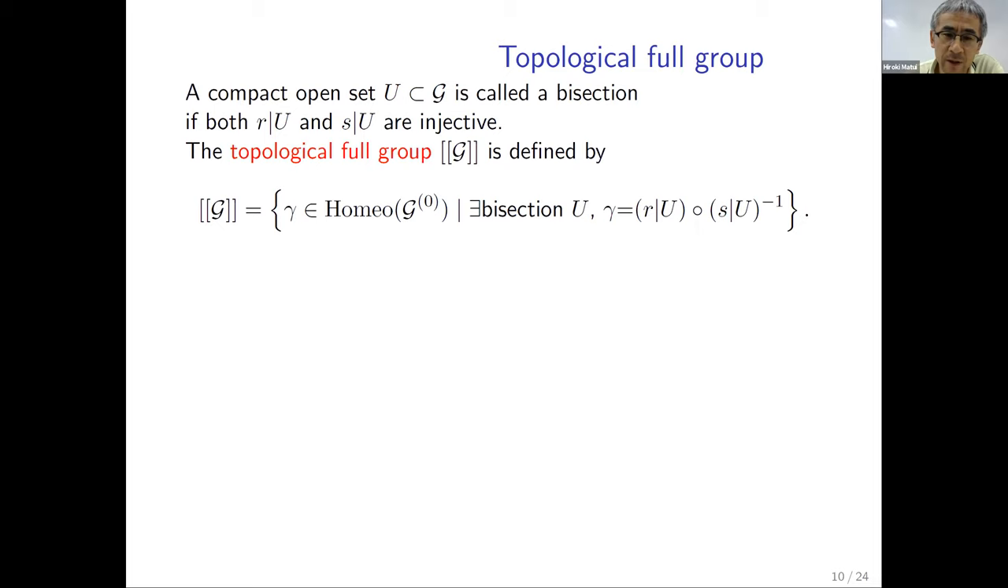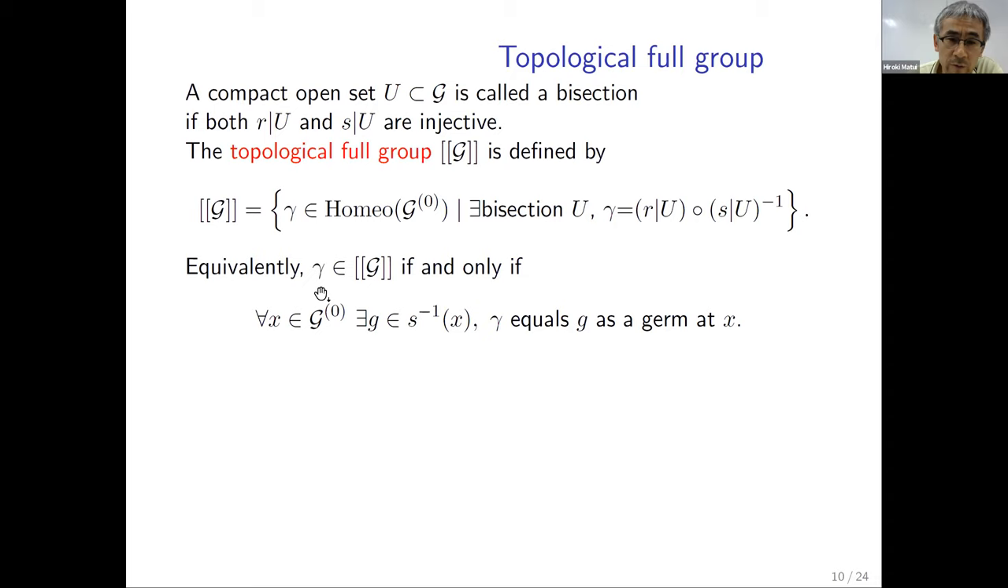Because gamma has to be a homeomorphism, it must be defined for all points in G0. Okay, this is the definition of the topological full group. So equivalently, we say that a homeomorphism gamma belongs to the topological full group if and only if gamma equals some element g in the étale groupoid, gamma equals g as a germ at x for every x. So gamma is locally written as elements of G.